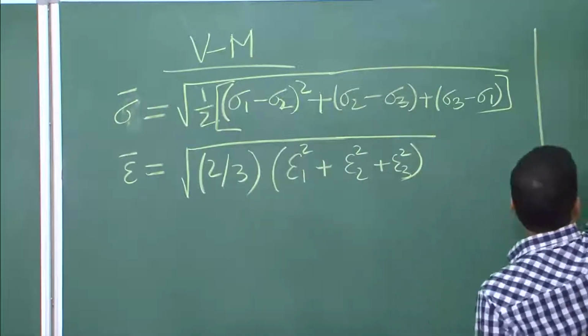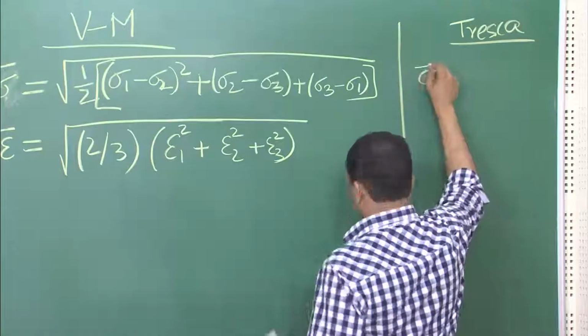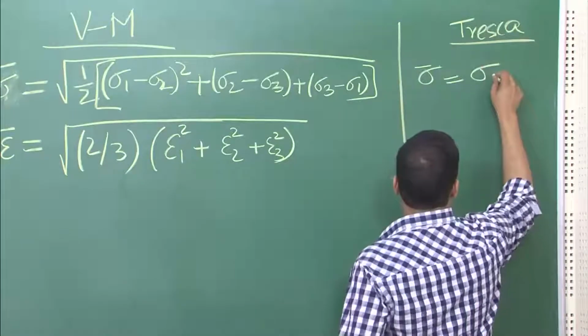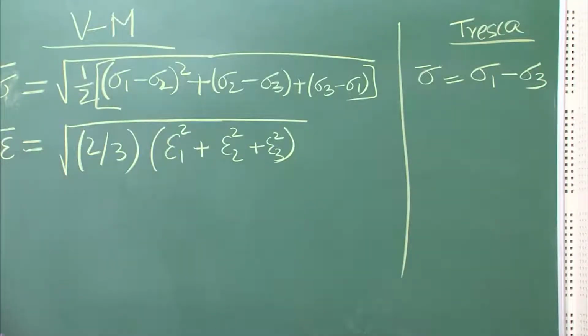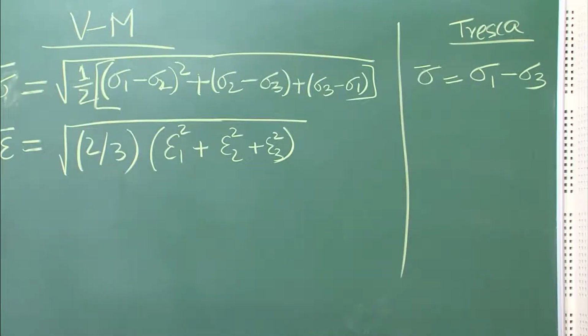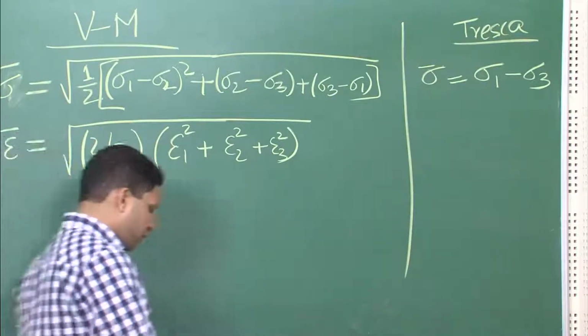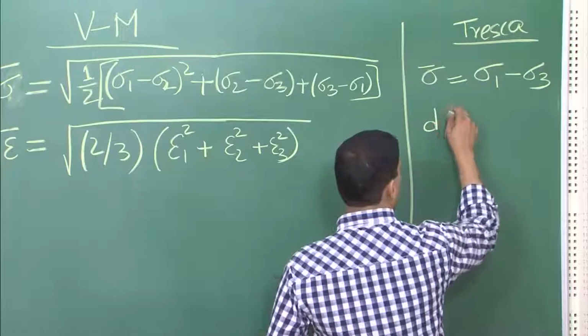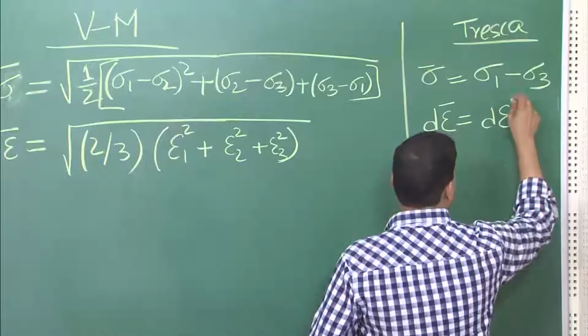For Tresca also we said that there is an effective stress, and that effective stress is nothing but sigma 1 minus sigma 3. And we said that there is a particular reason why we have 1 over 2 over here. We will get to that again in a moment very soon. But before that, to complete the picture, let me also put down what the effective strain will be if we were to consider only the Tresca criterion, and it will be d epsilon 1.